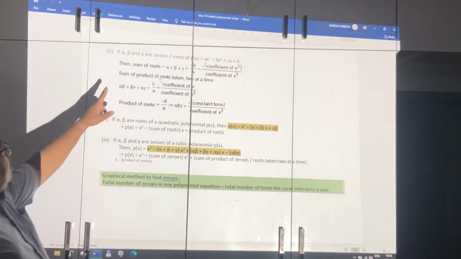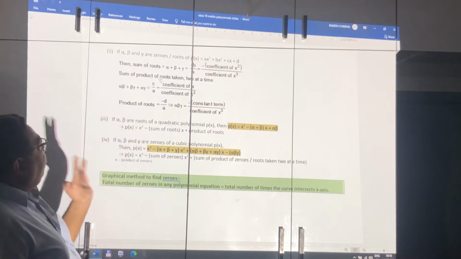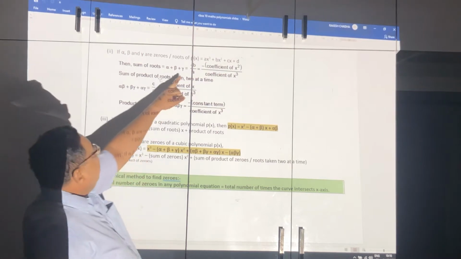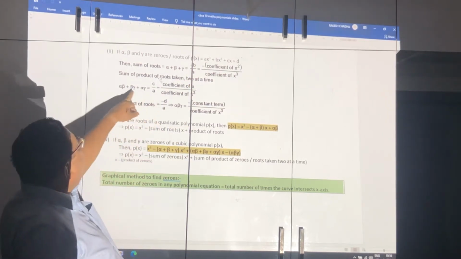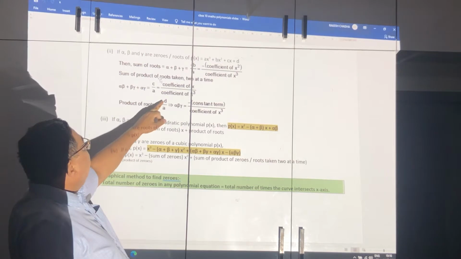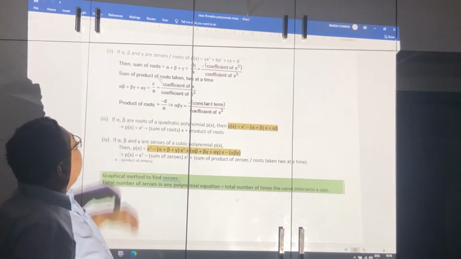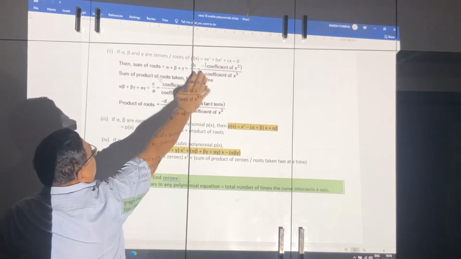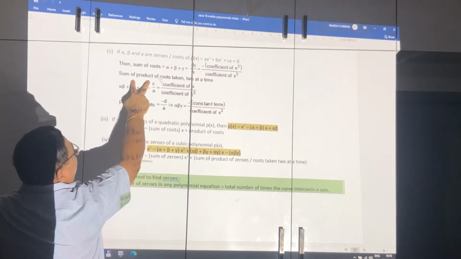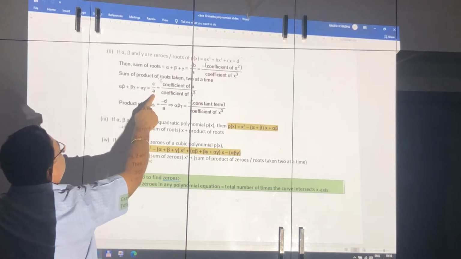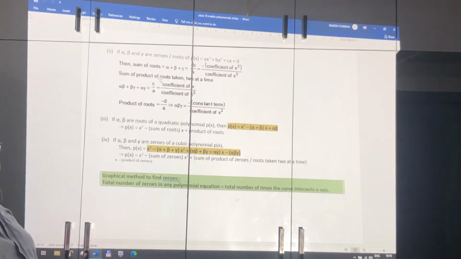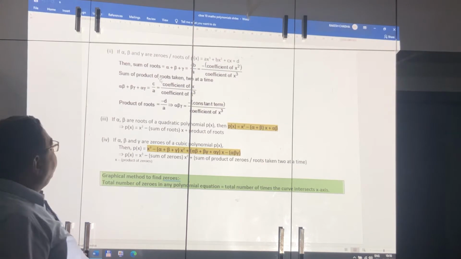Then, if alpha, beta and gamma, if you have 3 roots, which we don't require at your level, it does not make a difference. I will get again minus b by a, and when I get the product, I will get minus d by a. Now look here, the sum of all 3 roots is minus b by a. If I take 2 roots at a time, I will get c by a. So you don't have to worry about cubes now, but I've kept it in case you want to do higher problems and HOTS and exemplars and all that.